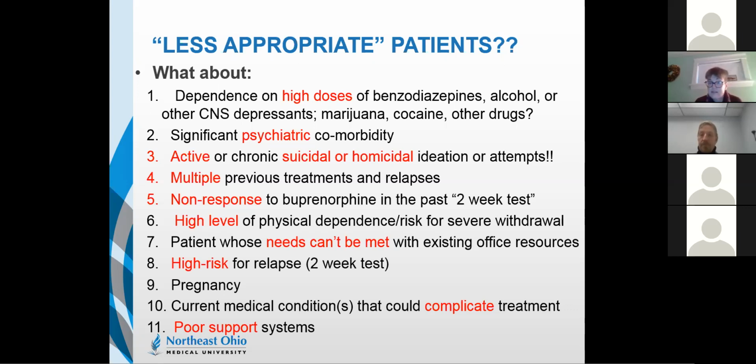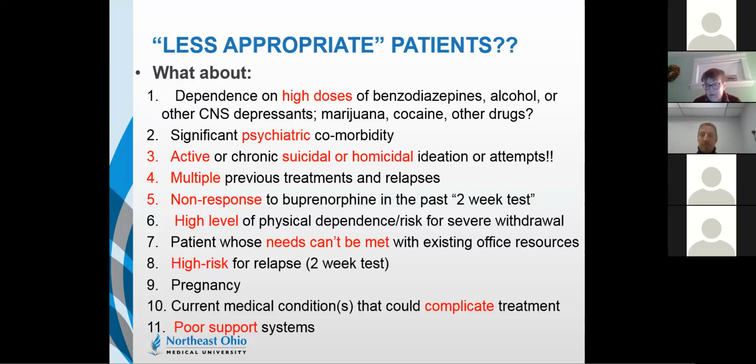Patients with significant psychiatric comorbidity who are psychotic or who are unable to consent. People with active suicidal and homicidal ideation who come into our office. People who have a history of multiple previous treatments and relapses, where we can either have a sinking feeling or we can have a feeling that we might be the program that is going to be helpful to them. People who have had a non-response to buprenorphine, who've described being on buprenorphine and not being able to be sober.